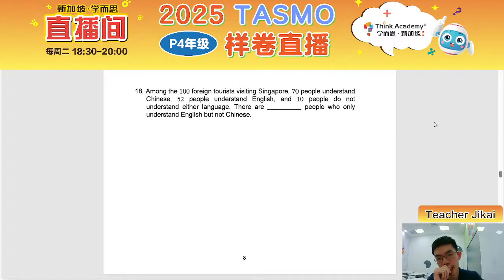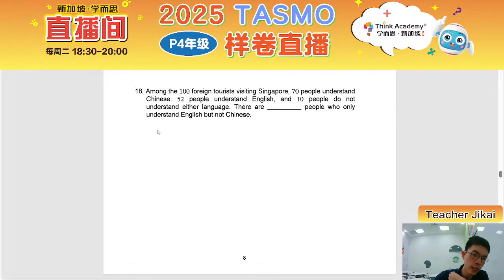Alright, question 18. Question 18 is something like the inclusion and exclusion problem. So we have 100 foreign tourists visiting Singapore. And 70 understand Chinese, 52 understand English, and 10 people do not know anything. So we are asking how many people only know English but not Chinese.